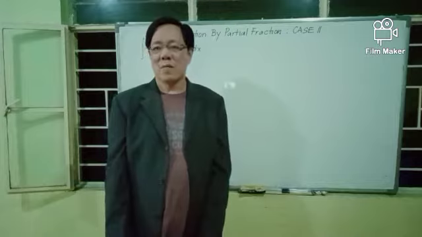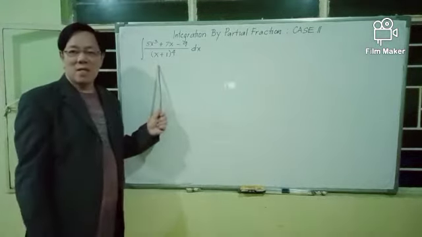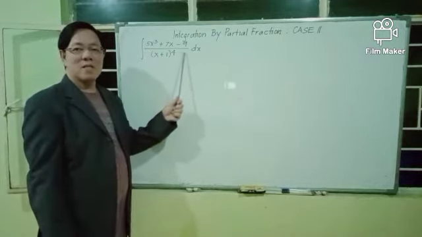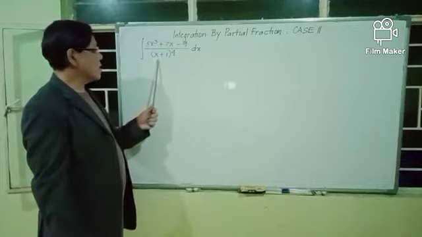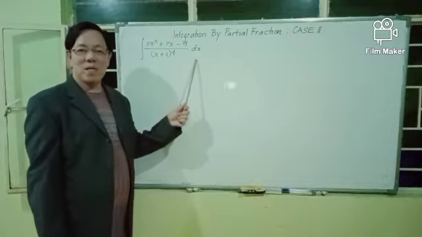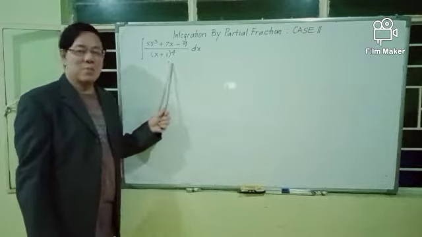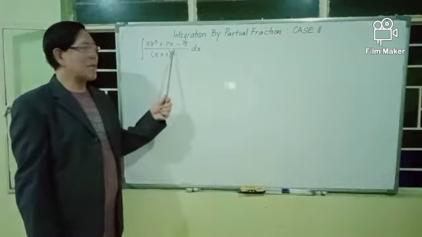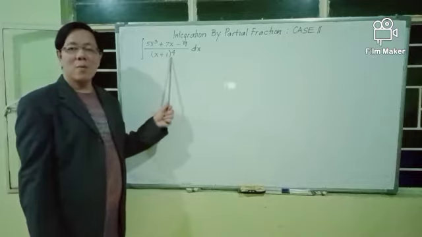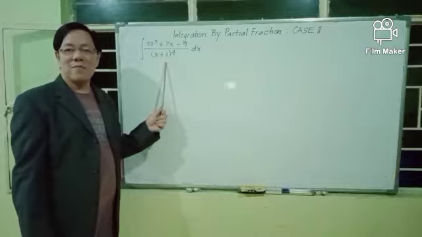So we take the first example. We have the integral of 5x cubed plus 7x minus 9 all over x plus 1 to the power 4, and we integrate with respect to x. In here, the integrand is the rational expression 5x cubed plus 7x minus 9 all over x plus 1 to the power 4. You can see that the denominator is already in factored form.